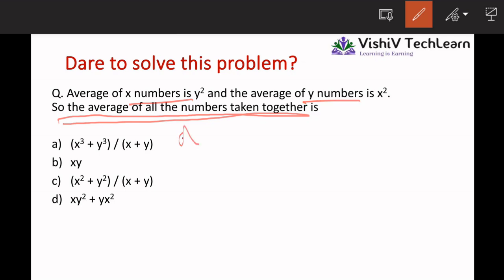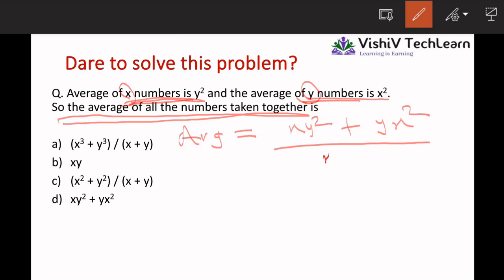So what could be the formula? Average is equal to the total of the first group, the multiplication x into y square, plus the second group, the multiplication of y and x square. So here we have the total of both, divided by the total count at the denominator. Here we have x numbers and here we have y numbers, so the total will be x plus y. This is how we can calculate the average.